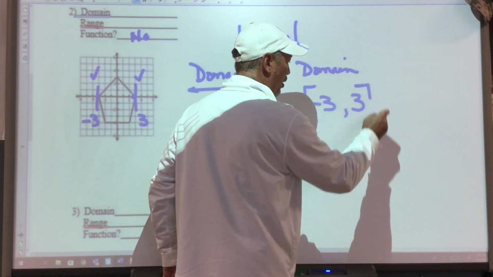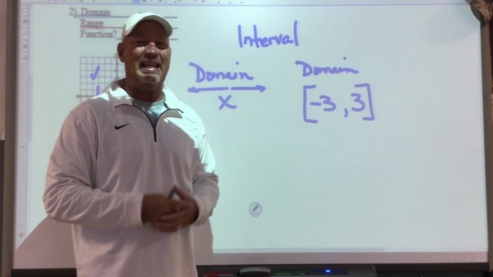So I would close it with a hard bracket. That is my domain in interval notation.